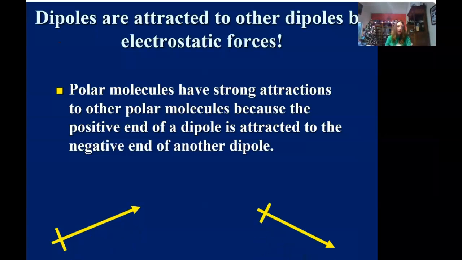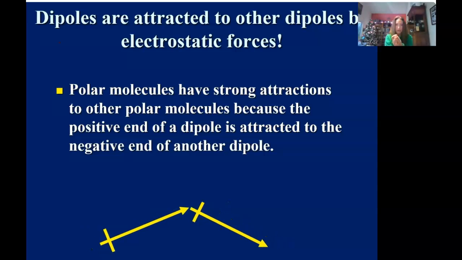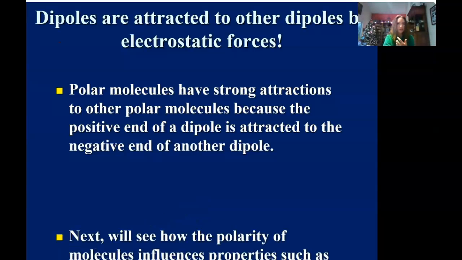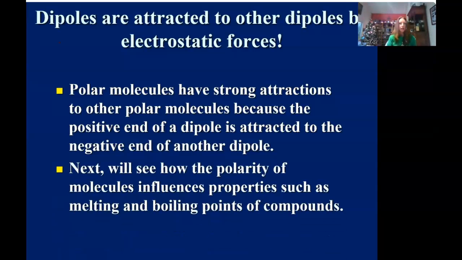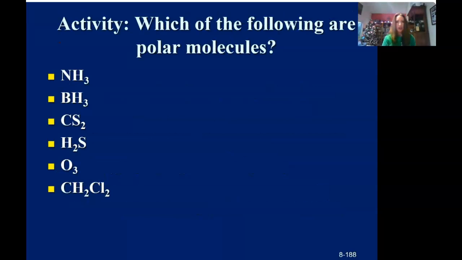So how polar molecules work is you have these dipoles, with a negative end and a positive end, and they are attracted to each other. The negative end of one molecule is attracted to the positive end of another molecule. We call these polar molecules, or a dipole attraction. Now let's see how the polarity influences things like melting points and boiling points. But before we do that, let's practice these Lewis structures.